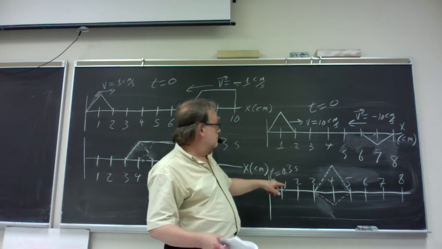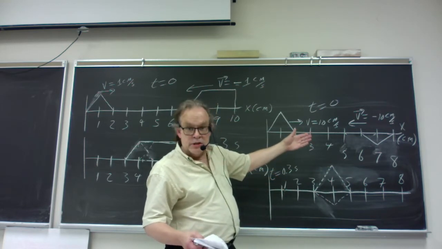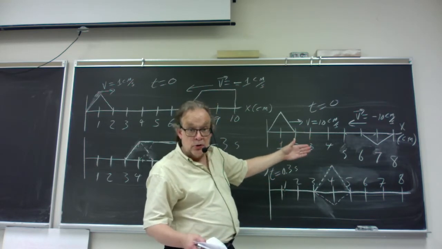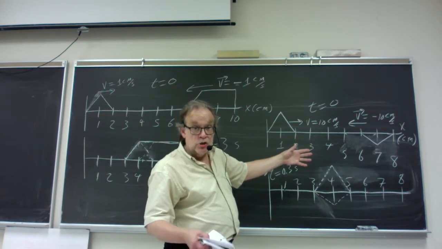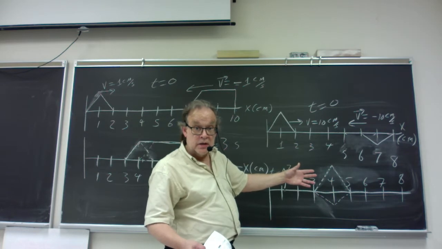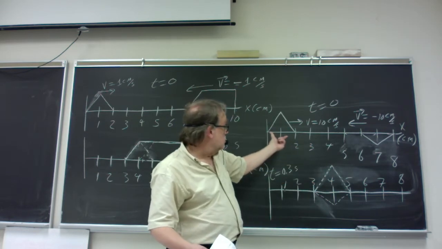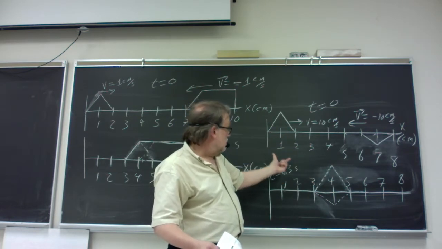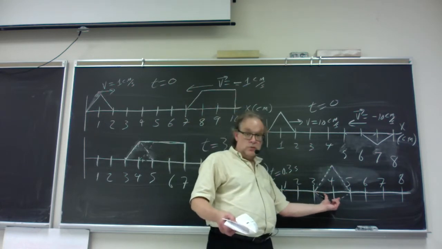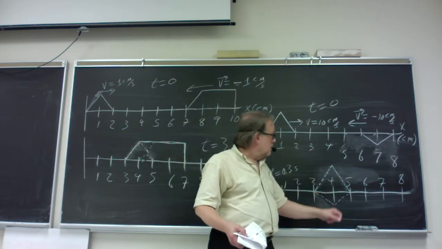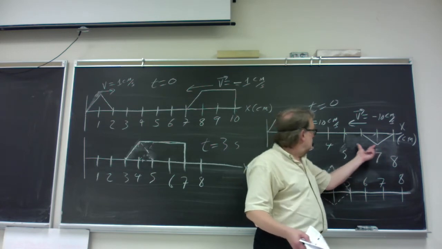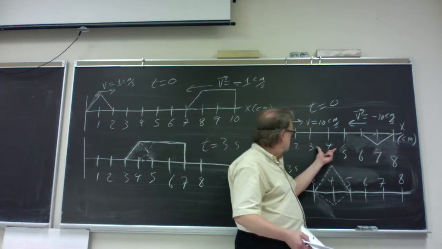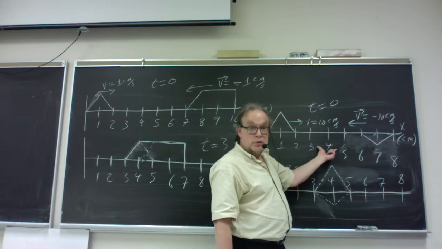So 10 centimeters in a second, so it moves 1 centimeter in a tenth of a second. So after 3/10 of a second, this has moved 3 centimeters. So now it's between 3 and 5. And then this has moved 3 centimeters. So it also is now between 3 and 5.